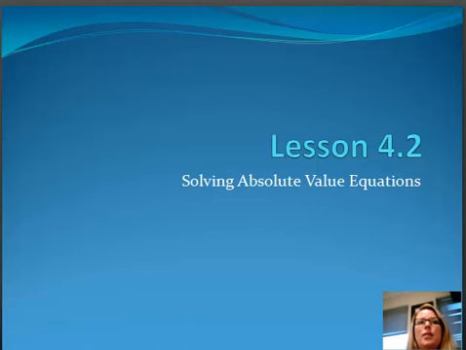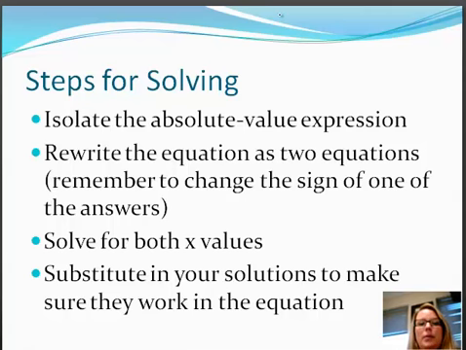So we have steps for solving absolute value functions, and at this point you might want to pause the video and copy these down. The first step is to isolate, meaning get it by itself, the absolute value expression. Then we rewrite the equation as two equations, so we split it as if we're working two different problems. Then we solve for both x values, and then we substitute in our solutions just to make sure that it worked. Okay, so if you need to, pause the video and write that down.